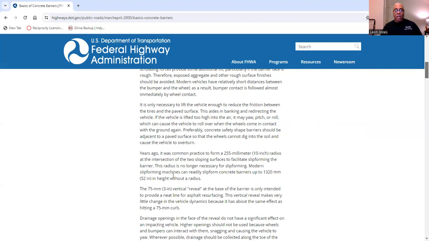Now, years ago, it was common practice to form a 10-inch radius at the intersection of the two sloping surfaces to facilitate slip forming the barrier. The radius today is no longer necessary for slip forming because modern slip forming machines can readily slip form concrete barriers up to 52 inches in height without a radius. The 3-inch vertical reveal at the base of the barrier is only intended to provide a neat line for asphalt resurfacing. The vertical reveal makes very little change in the vehicle dynamics because it has about the same effect as hitting a 75 millimeter or 3-inch curb.